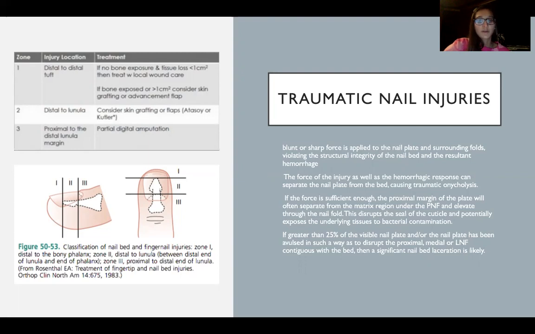If greater than 25% of the nail plate has been avulsed in a way to disrupt the proximal, medial, or lateral nail fold with the bed, then a significant nail bed laceration is likely.